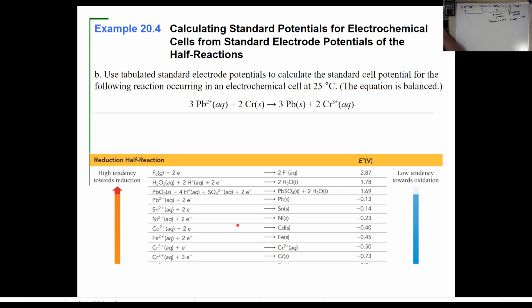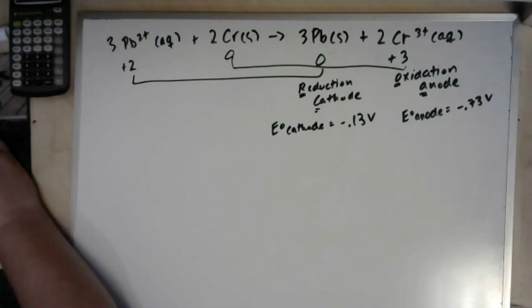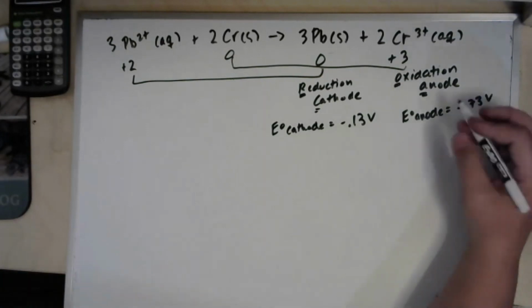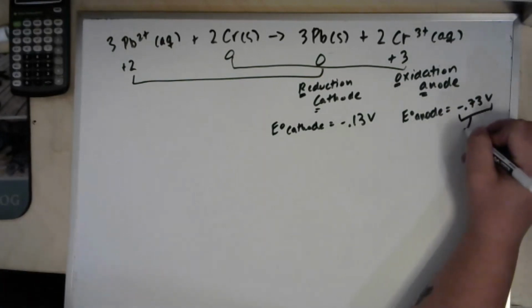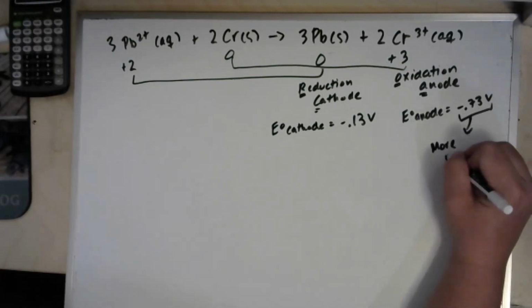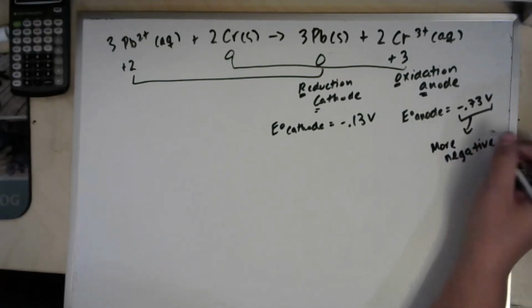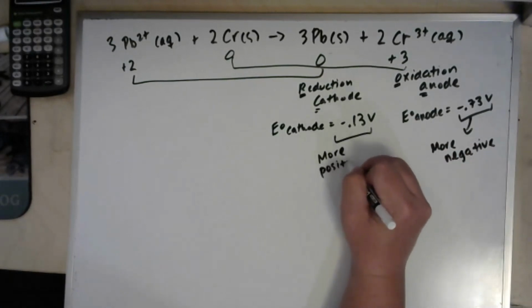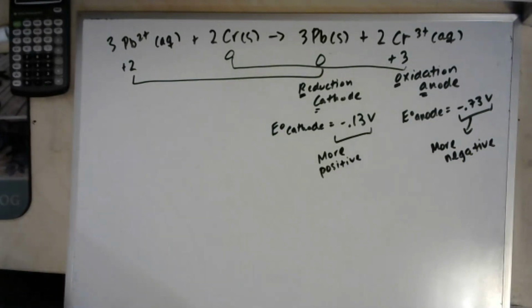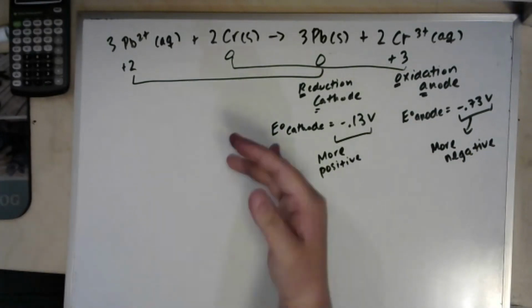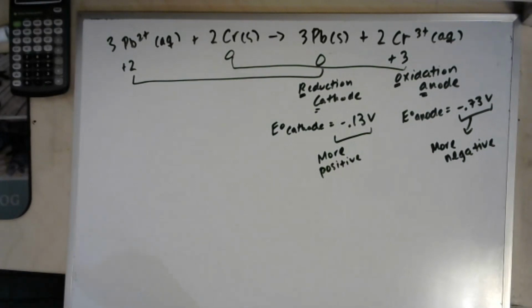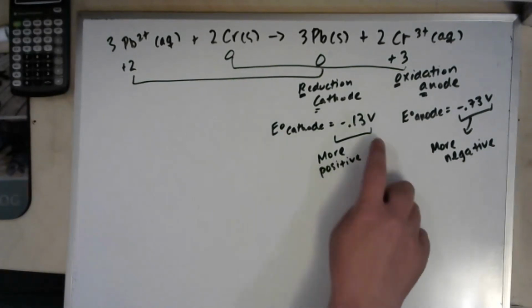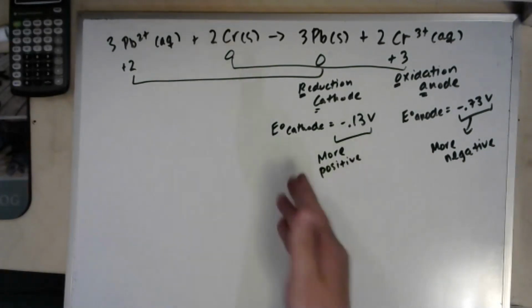What you're also going to see in general when you're looking to decide which is my anode and which is my cathode is that your anode is going to have the more negative E value, and your cathode is going to have the more positive value. So if you're given the half reactions and you need to make a determination which is the anode and which is the cathode in your electrochemical cell, this is how you do it. The more positive E value is going to be your cathode.